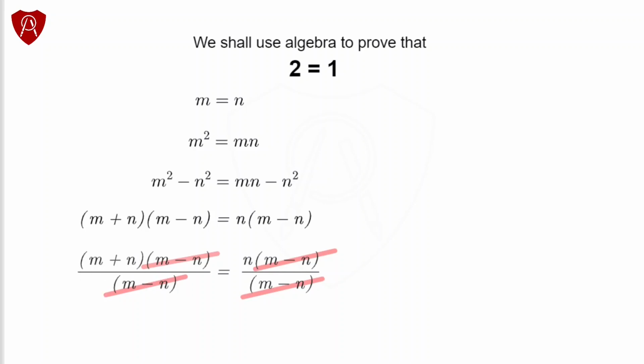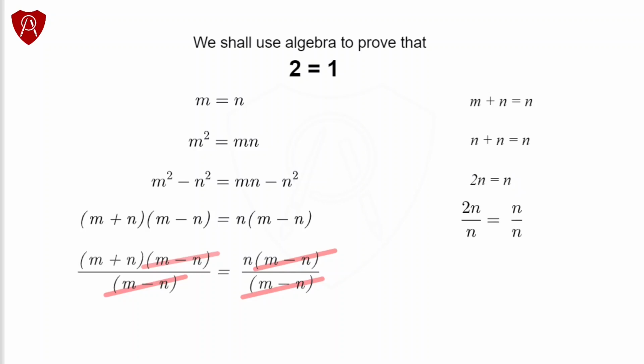Let us now look at what we have left. On the left-hand side, all we have left is m plus n. On the right side, we have n, that's what is left after we eliminated the common factor. Remembering that m is equal to n, the next step should also be valid. n plus n is equal to n, which again simplifies to 2n is equal to n.